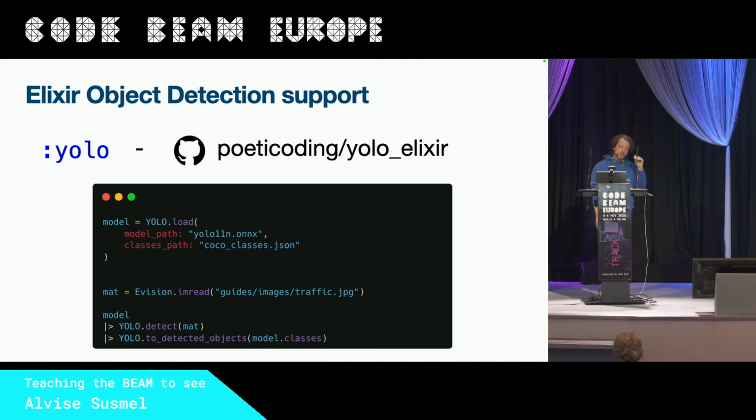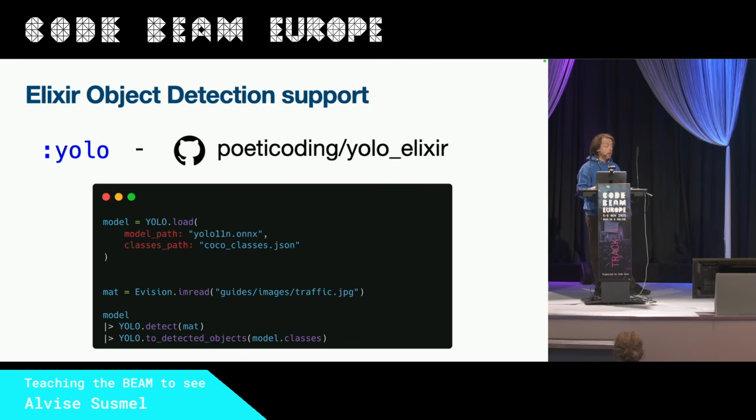So the library: I built this YOLO library. You can find it also on Hex. The goals of this library are mainly two, actually three. The first is to be super simple. With just two lines of code, actually, YOLO load and YOLO detect, to run detection. So really simple. And the second is to be really fast, at least as fast as the Python alternatives.